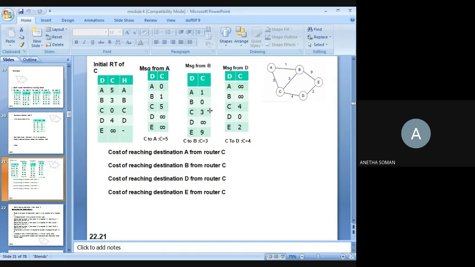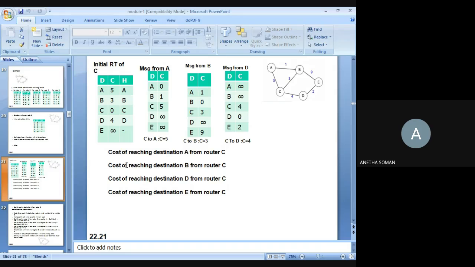What you have to find out is the cost of reaching destination A from router C, the cost of reaching destination B from router C, the cost of reaching destination D from router C, and the cost of reaching destination E from router C. Why router C? Because C is my reference node. I want to find out the cost of reaching each destination from router C, but I am getting the information only from my neighbors A, B, and D.